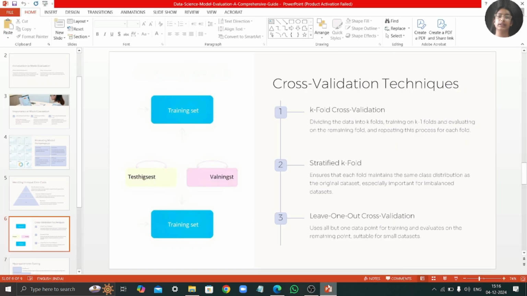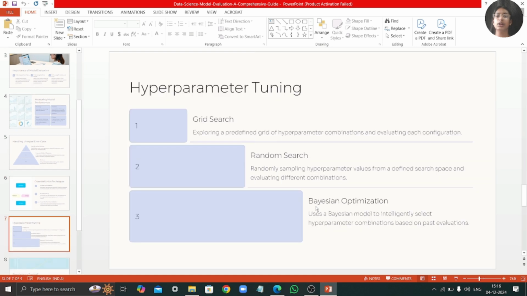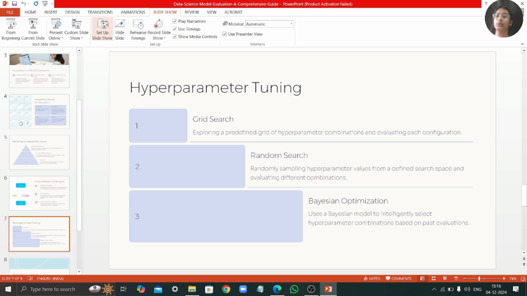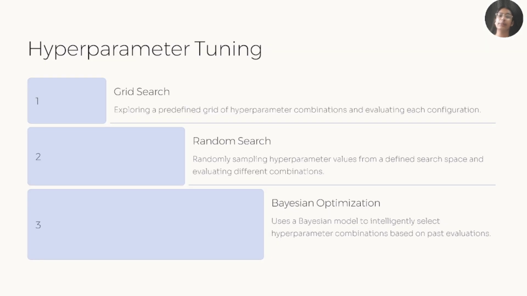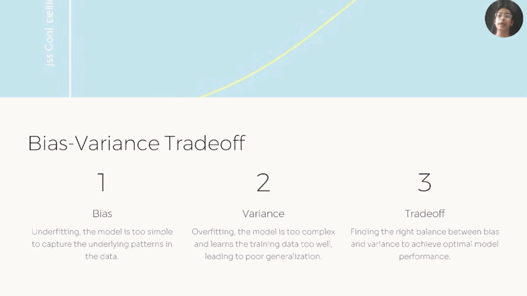Now let's continue with our lecture on hyperparameter tuning. What is hyperparameter tuning and what does it involve? It involves grid search, random search, and Bayesian optimization. And then we have the bias-variance trade-off, which has bias, variance, and trade-off as its components. But what actually are these?